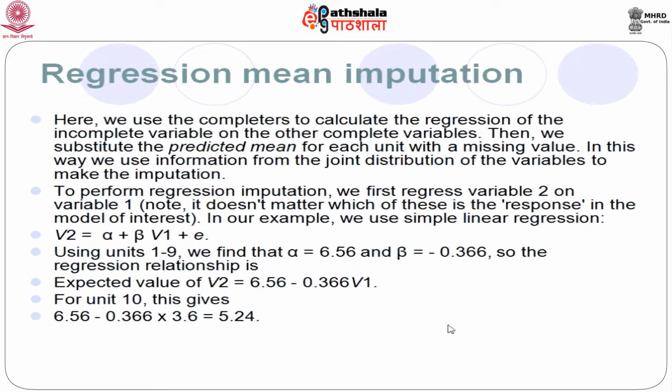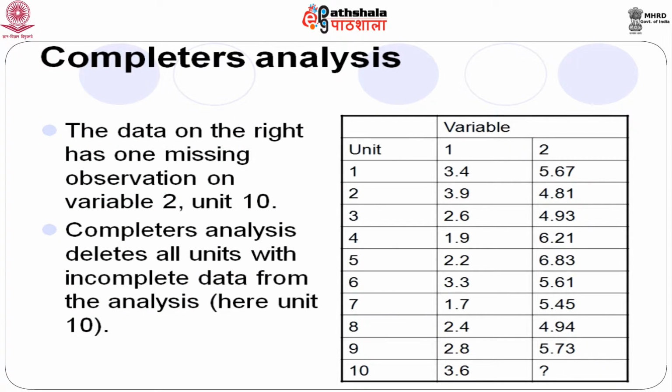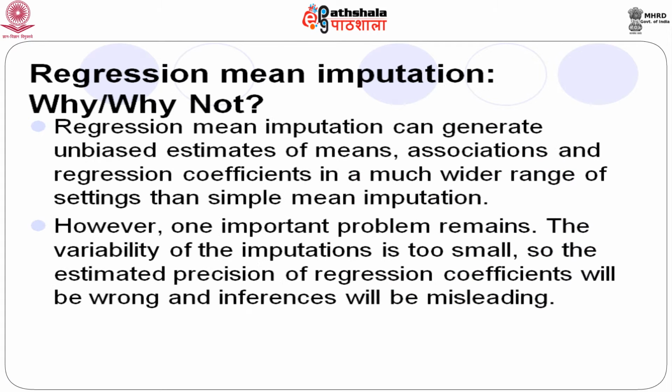So, in this particular example we see that V2 comes out to be 5.24. In this table, in the missing observation, missing position, we substitute 5.24 to get a complete data set. We then go for analysis and draw our inference.